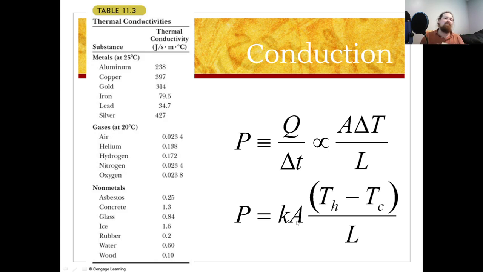It's kind of like building a bigger door on your auditorium. If you've got a really small door, only so much can fit through it at once. But if you've got a really big door, that's more space for things to get through. So, area, the size of the object, the flat surface area that the heat will transfer through, also affects the thermal power. So that's the next thing.